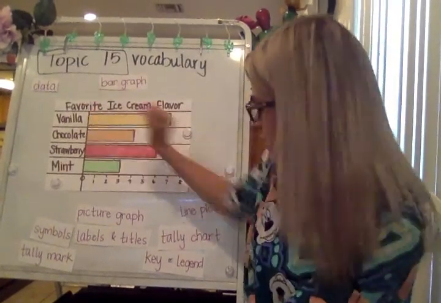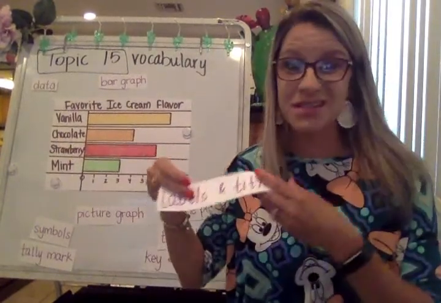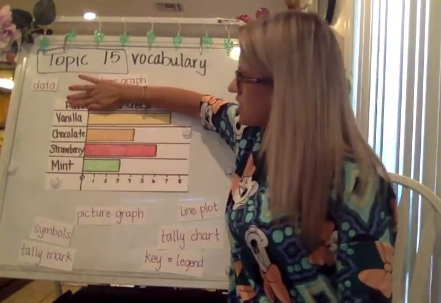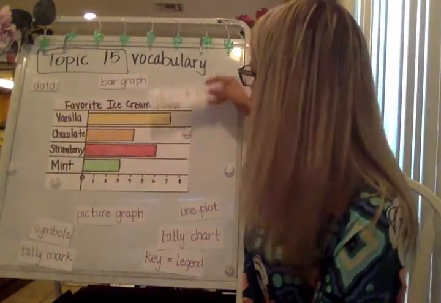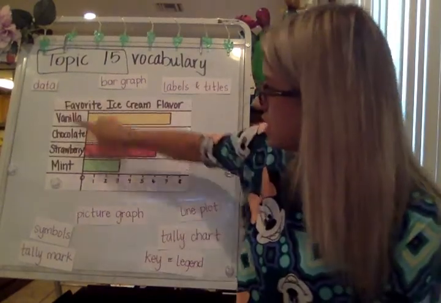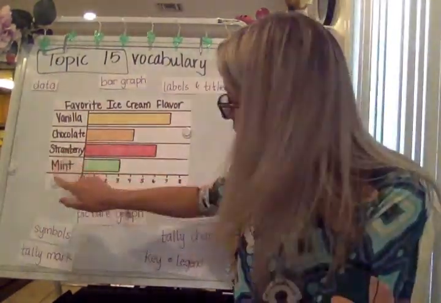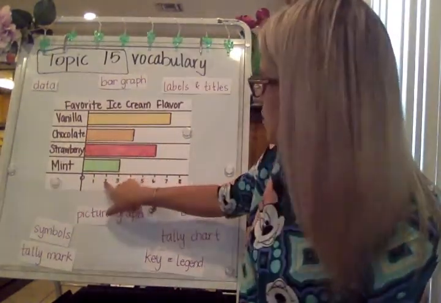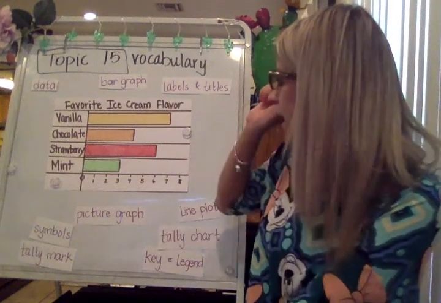The title here at the top is favorite ice cream flavor. So labels and titles are super important when it comes to graphs. If you didn't put any information for a title, nobody would know what you were talking about. The other label I want you to notice is this label here on the side. These are the flavors. And then this is how many people, and I probably could have even written on the bottom here, how many people liked that particular flavor.